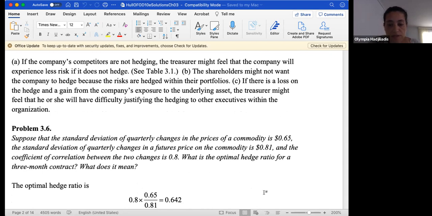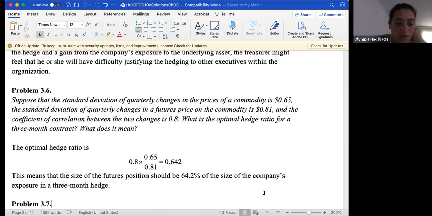So the next problem is, suppose that the standard deviation of quarterly changes in the prices of a commodity is $0.65. The standard deviation of quarterly changes in the futures price on the commodity is $0.81. And the coefficient of correlation between the two changes is 0.8. What is the optimal hedge ratio for a 3-month contract, and what does it mean?